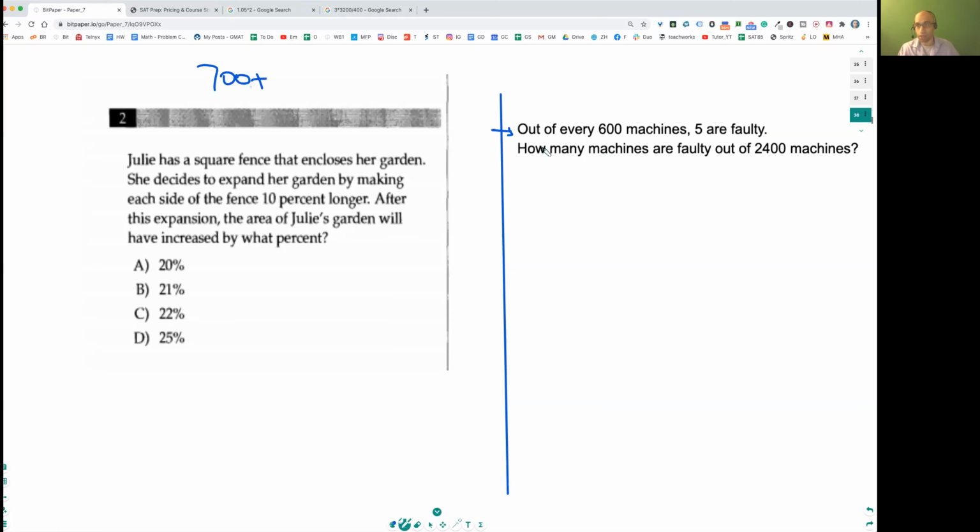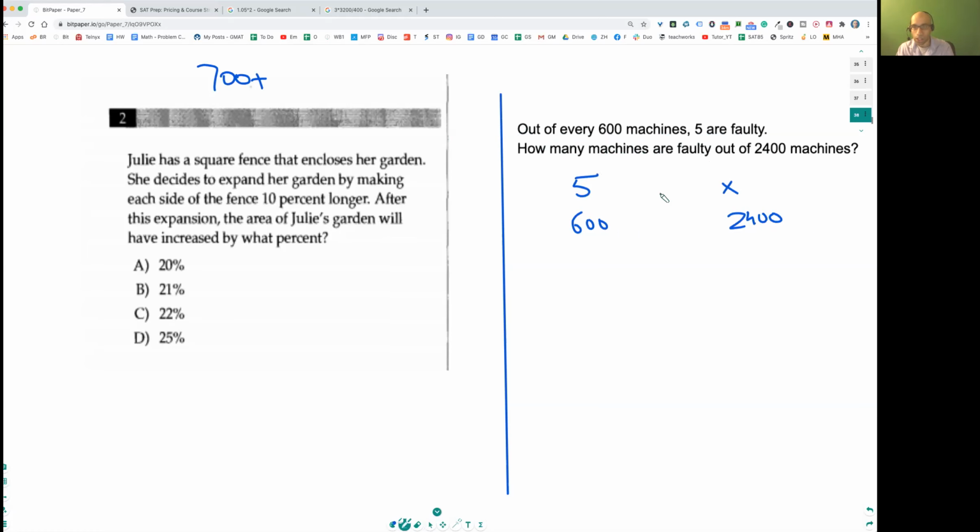For this one, what are you gonna do? Be careful. 5 are faulty out of 600. So just write down 5 faulty out of 600 M, faulty and M over here. Now, how many machines are faulty? So how many means X. And X are faulty out of 2,400 machines. And then you can just get rid of these variables, they're not important in calculation.